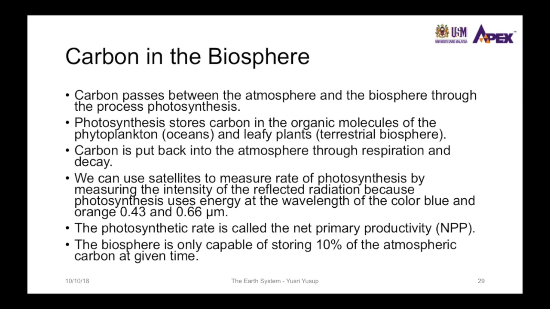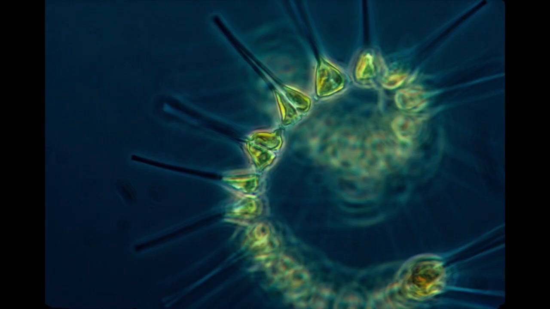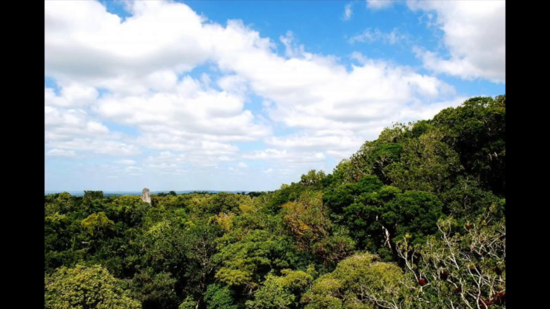The carbon passes between the atmosphere and the biosphere through the process of photosynthesis, and this process stores carbon in the organic molecules of the living organisms, such as the phytoplankton in the oceans, and the leafy plants for the terrestrial biosphere.